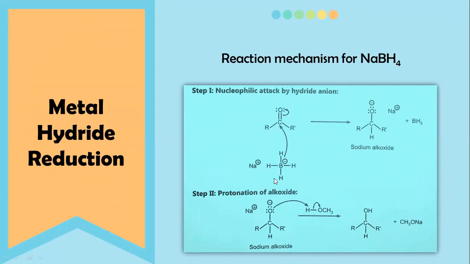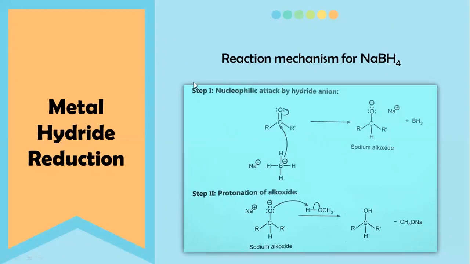Now, the reaction mechanism of metal hydride reaction when the reaction is carried out by using sodium borohydride reducing reagent. How does the reaction take place? What is the reaction mechanism that we are going to understand here? So this is the reaction between a carbonyl compound and sodium borohydride, a metal hydride reducing agent, and it converts the carbonyl compound into alcohol.